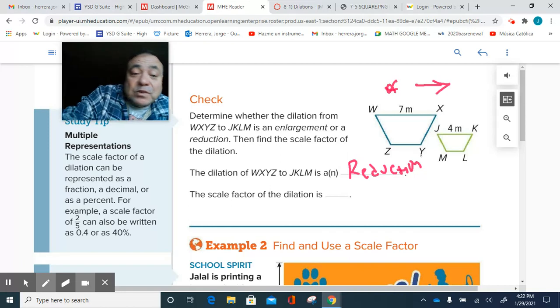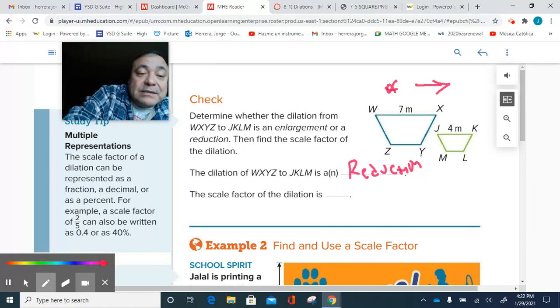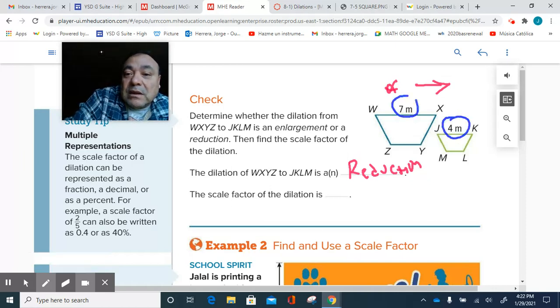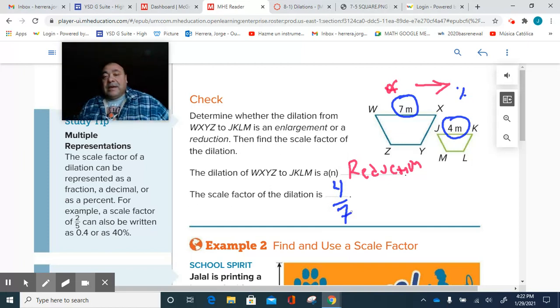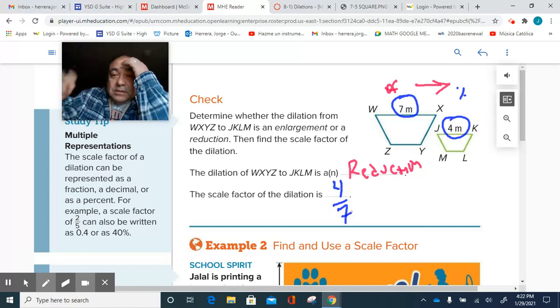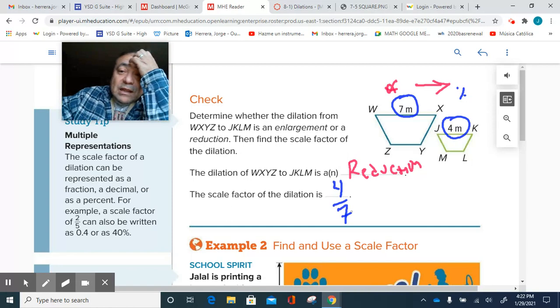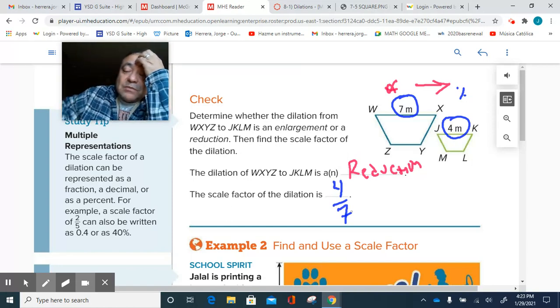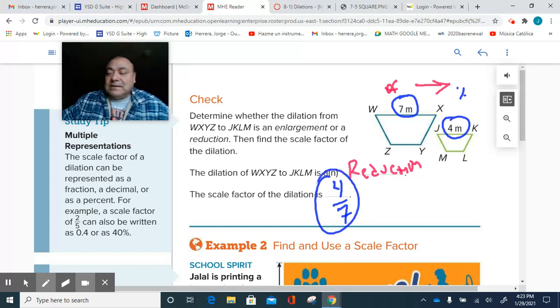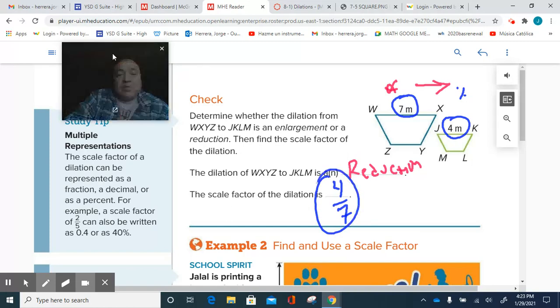So what is the scale? What we do is we grab this and we look at the small to large. So what we have is 4 to 7, okay? Now we have a small figure and a large figure. Again, we take the small figure and divide it by the large figure, and it will give us that. So this is just a little bit more than half, guys. So fairly easy, no problem whatsoever.